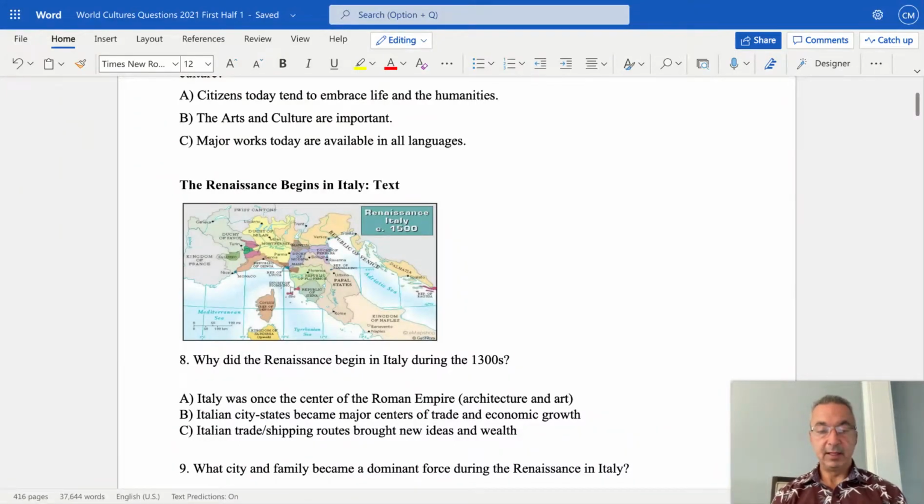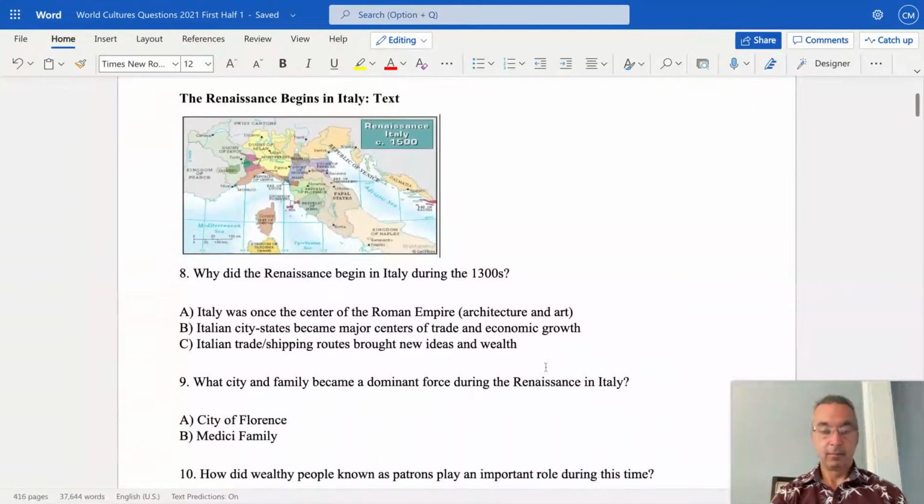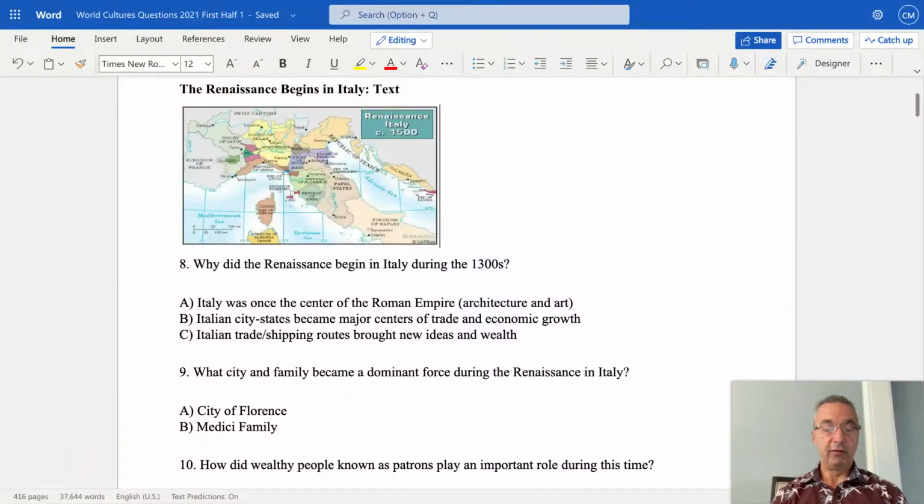Number 9, what city and family became a dominant force during the Renaissance in Italy? The city of Florence. You can see in the light green where Florence is located. And the Medici family became the chief patrons during the Renaissance. When you think about a patron, think about what a patron is. You're actually a patron, each one of you. Maybe not of the arts, but you're a patron of wherever you might go to shop or what restaurant you might go out to eat.